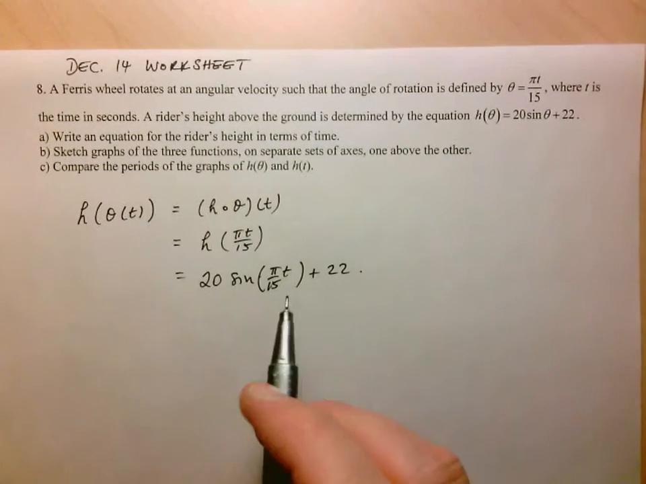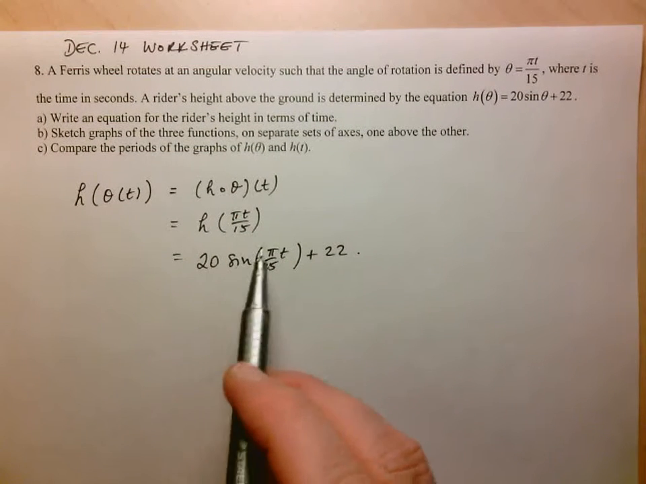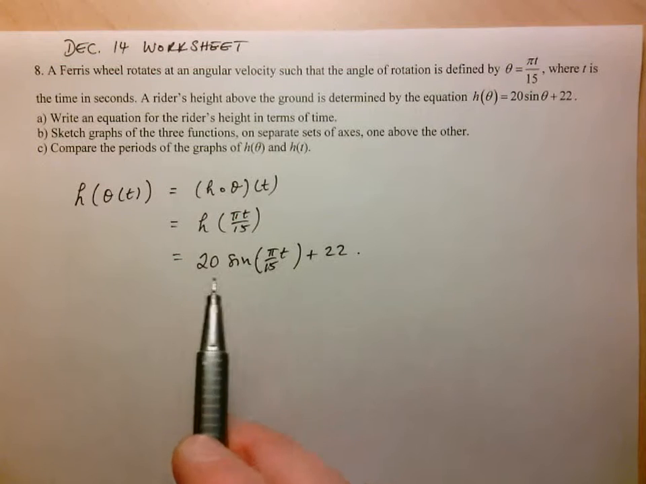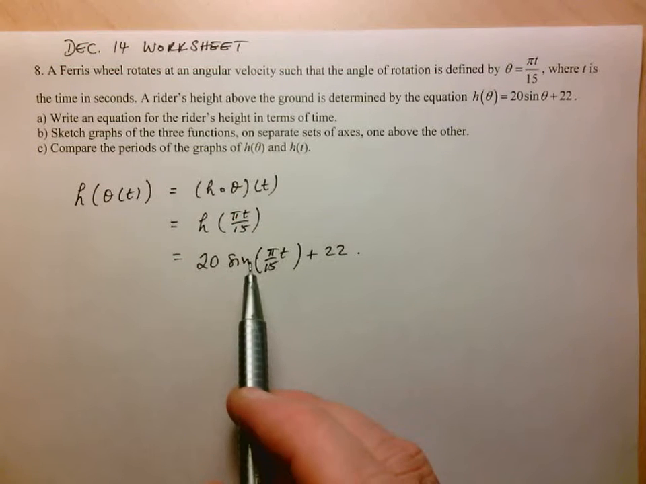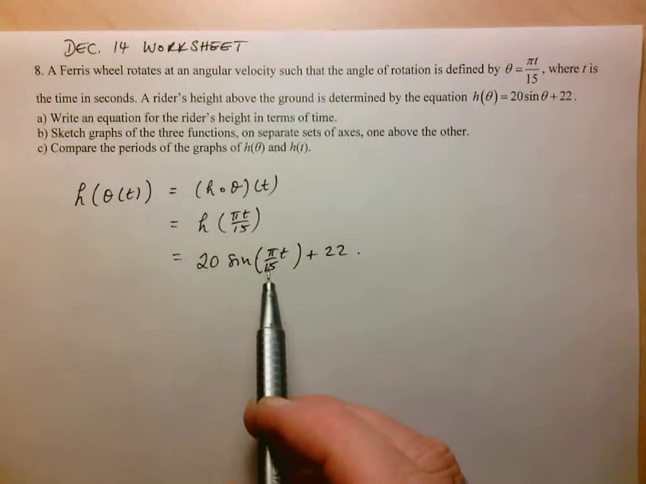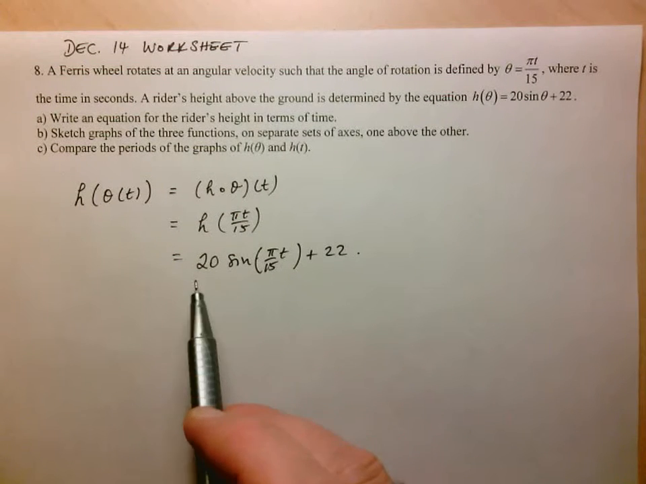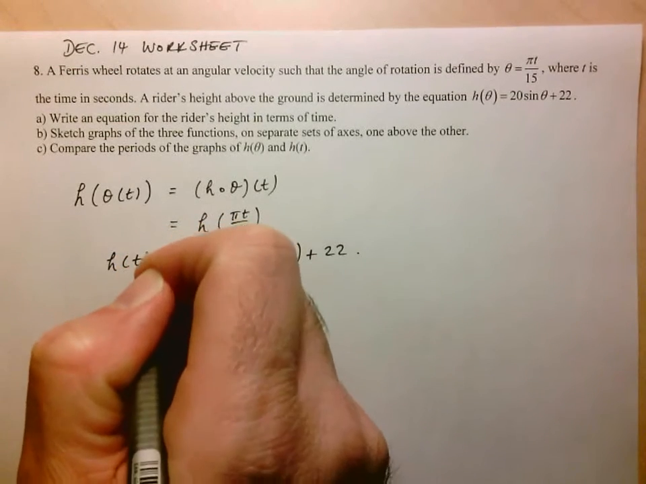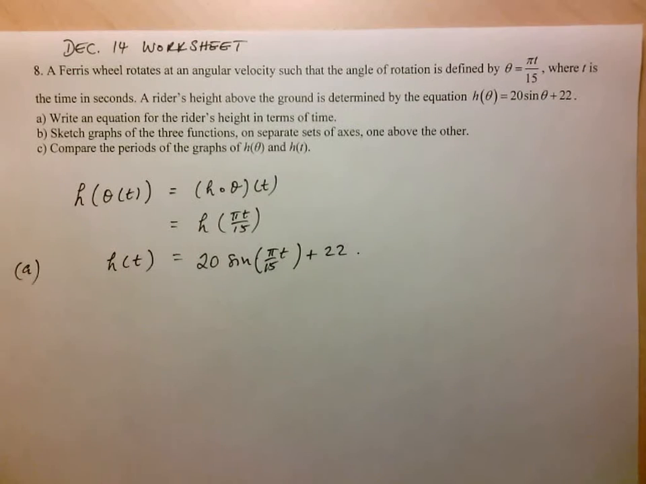Okay, now before I go on, I just want to remind you that this looks a lot like the types of functions that we were coming up with in the previous unit. We just didn't see them as being composite functions. Okay, so now we have exactly what we're looking for. We have h directly in terms of t. So here's our answer for A.